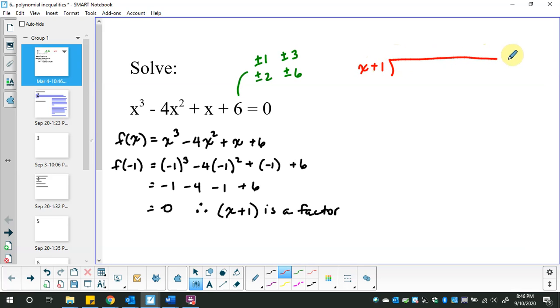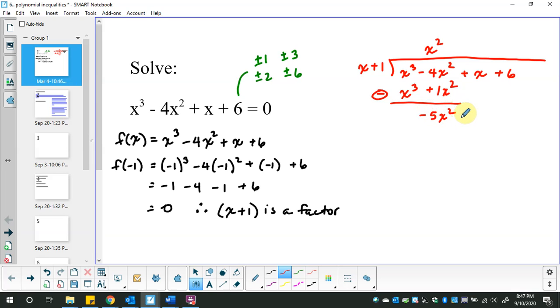Now, the nice thing about my long division and eventually my synthetic division, remember you don't have to do both, is that it's all in descending order with no gaps to fill, so I'm all good. So no chance of screw up except for maybe these mistakes. So x squared, x cubed, plus 1x squared. So those will cancel out. Negative 4 minus 1 is negative 5x squared, plus x plus 6.